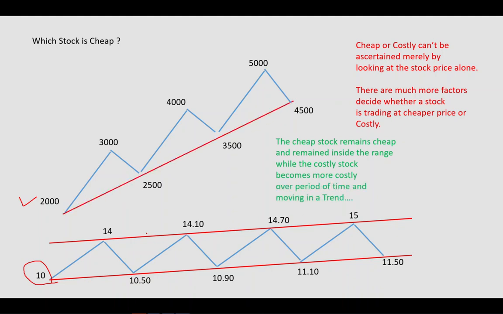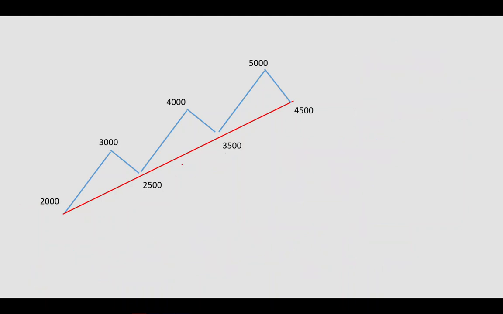So it is clear that we should not look for stocks just because the price is very low, like 10 rupees, and moving inside a small range. Rather, we should always look for stocks which are actually in a trend, whatever the price may be. If it fits our budget, then we can look at this kind of stock which is moving in a trend. Now the question is whether this 2000 rupees stock is costly or cheap.